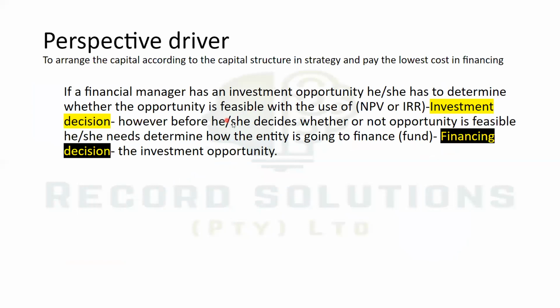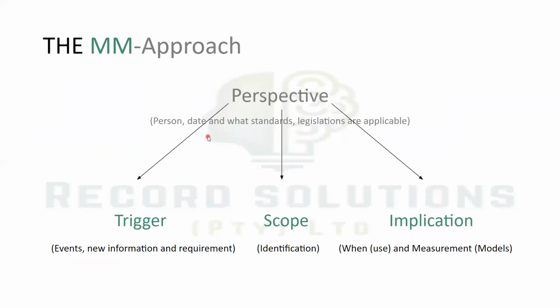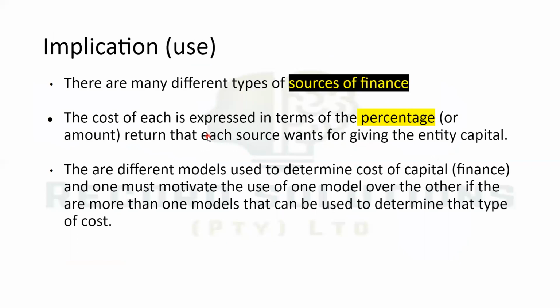Because we have these cash flows now, can we pay these people giving us finance? That's the financing decision. So now we can move on. So how do you do cost of capital?